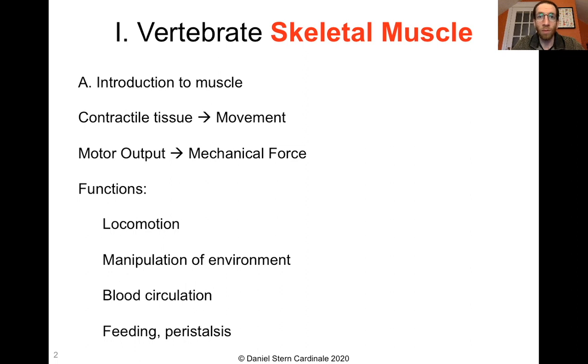More specifically, the functions associated with muscle tissue are locomotion, which is just the organism moving, manipulating the environment. That's what we do when we do things with our hands. Blood circulation, because of course our heart is a muscle, and feeding and peristalsis, so getting food into our body and then moving that food through our body, is also accomplished with muscles.